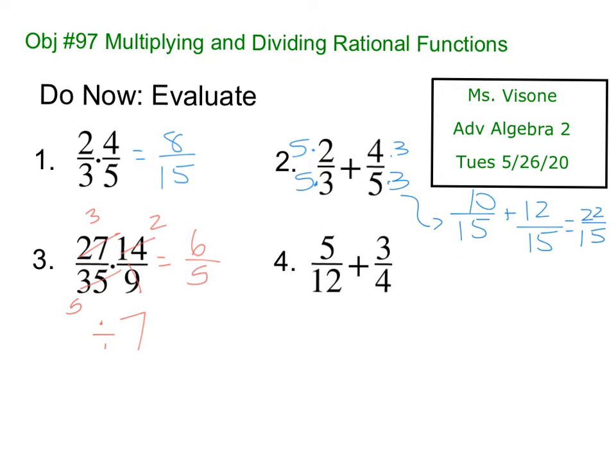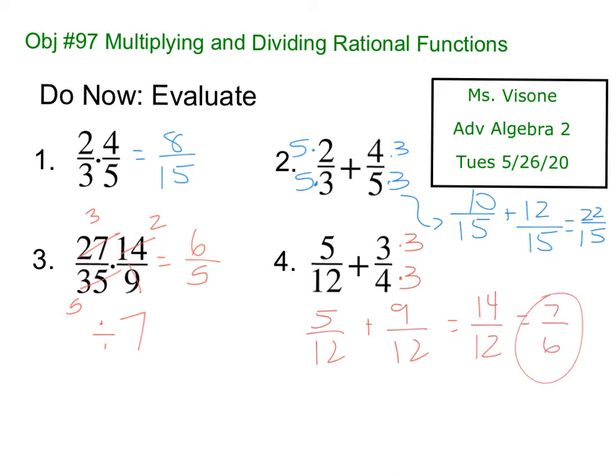Number 4, just like in number 2, we're going to add. What is the common denominator? So this one, you don't have to multiply the 12 and the 4. 12 is a multiple of 4, so I'm going to multiply the top and the bottom by 3. So we get 5 over 12 plus 9 over 12, which is 14 over 12. So I'm going to write that as 7 over 6. I don't really like mixed numbers. I avoid them, but I do want to simplify.